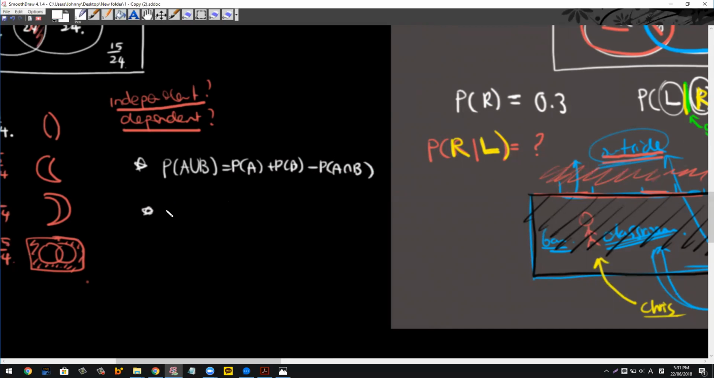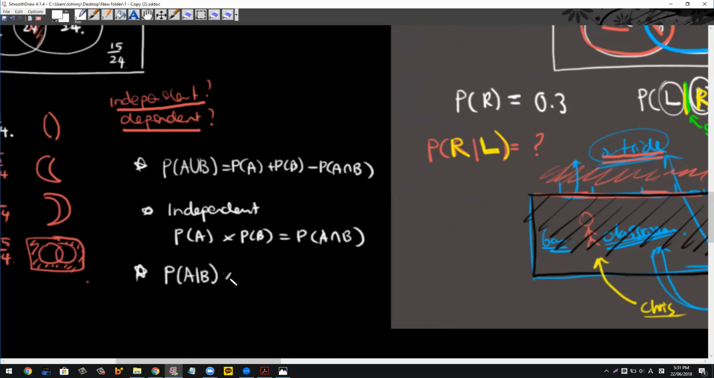Actually, another one. If it's independent probability, then probability of A times probability of B equals probability of A and B. Now, if it's a dependent probability, however, then it goes like this: probability of A given B times probability of B. So this is still A times B, okay?